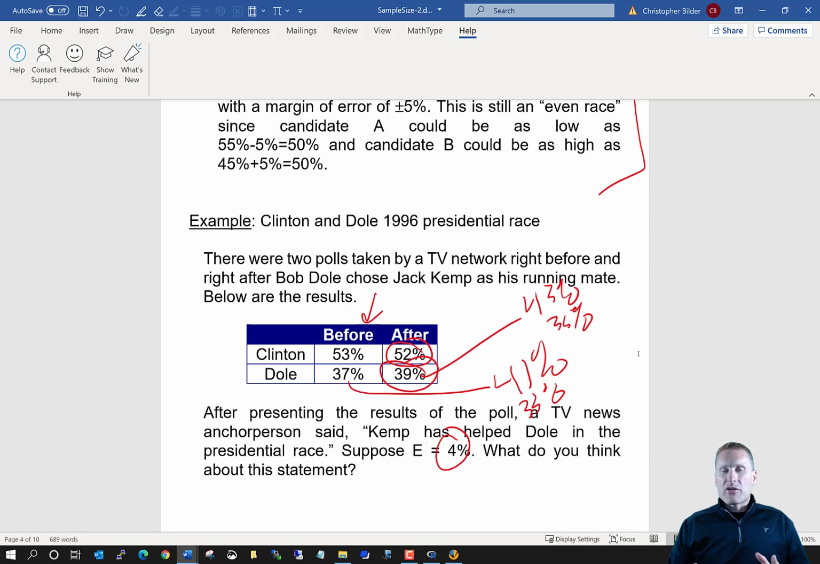So can we actually say that this choice of Jack Kemp has helped? Well, no, because we know this true proportion of people actually overlaps between the two different situations.